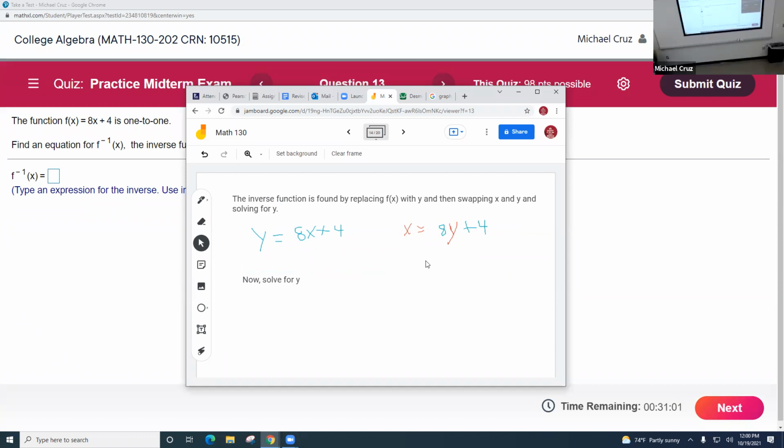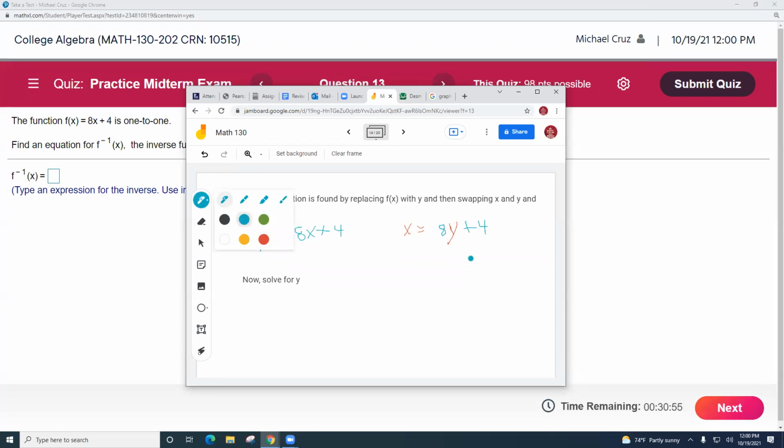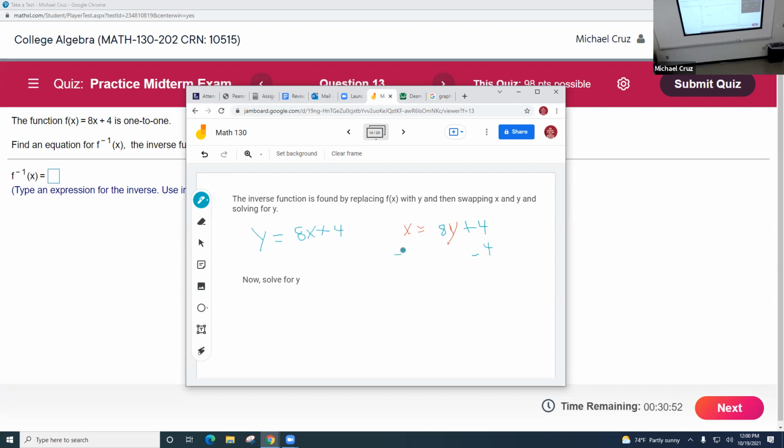Okay, so to solve this for y, subtract the 4. That's probably the easiest way to do it. And so that means x minus 4 is equal to 8y. And then we're going to divide both sides by 8. So x over 8. And then this one gets simplified down to 2. And remember, that means the same thing as 1 over 8x.